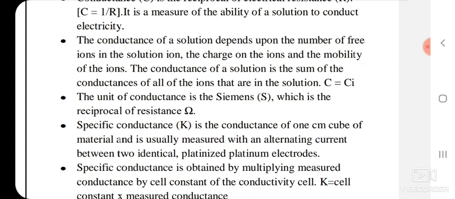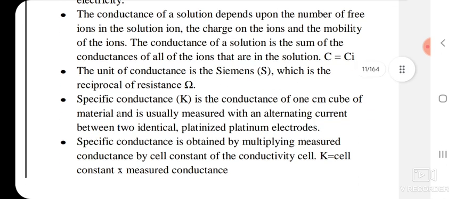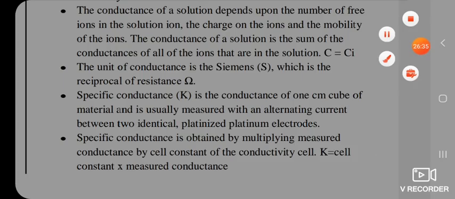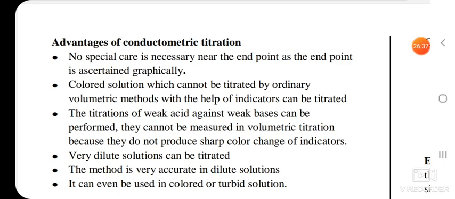Specific conductance K is the conductance of 1 cubic centimeter of material and is usually measured with an alternating current between two identical platinized platinum electrodes. Specific conductance is obtained by multiplying measured conductance by the cell constant of the conductivity cell. K equals cell constant times measured conductance.